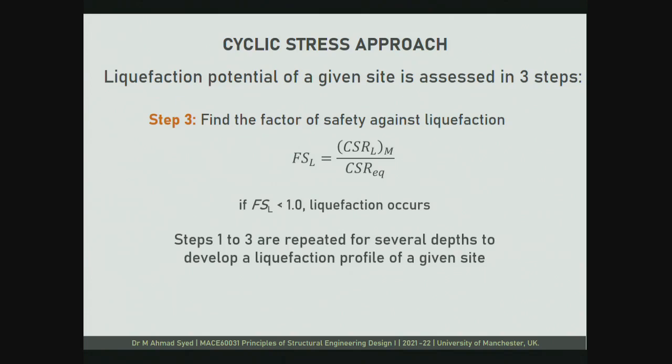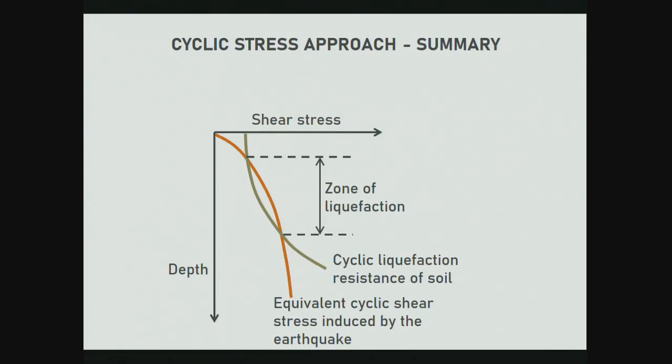Now these steps are repeated for several depths to develop a liquefaction profile of a given site. So we do these calculations at various depths, and we calculate CSREQ, step 1. We calculate CSRL, step 2, and we compare the ratio of these two quantities for that depth to report FSL. We move to the next depth, again calculate those two quantities and do a comparison. We move further down and do the same. So this is how we will be able to come up with this profile. This is the result of step 1, this is the result of step 2, and this is the comparison.